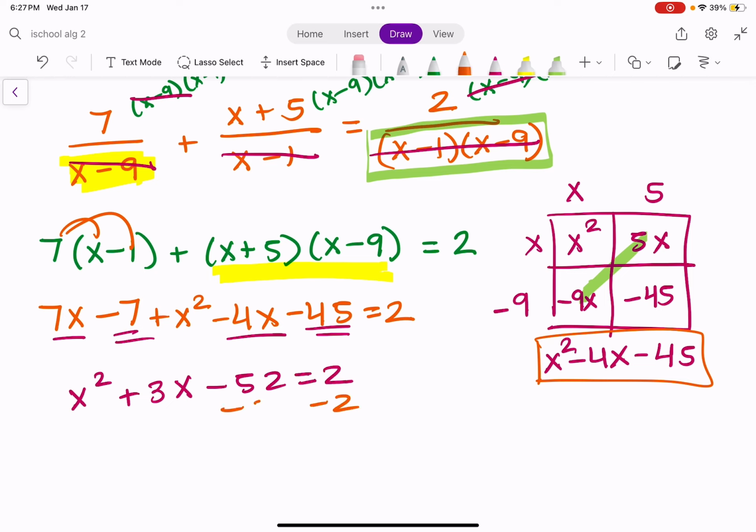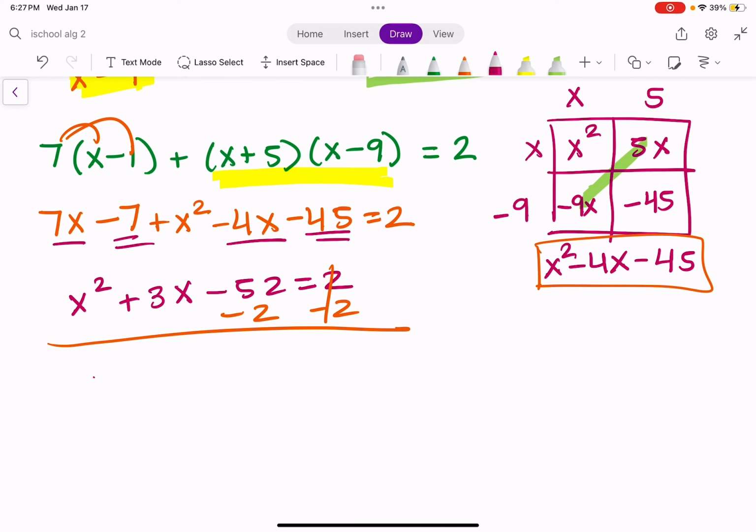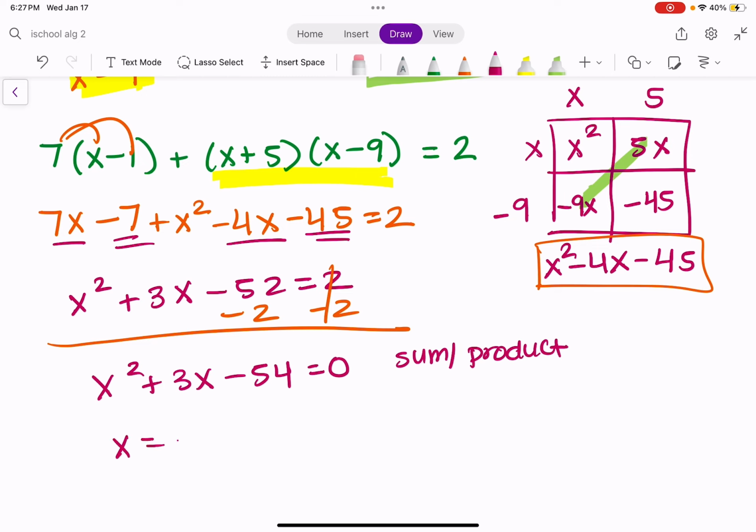I'm going to then subtract 2 on both sides. That's going to give me x squared plus 3x minus 54 equals 0. So at this point, you're going to factor using some product. I'm not going to finish this problem, okay? Because that's going to take up too much time. But you could finish it on your own if you want to. If you want to try it, you should get x equals negative 9 and x equals 6, okay?